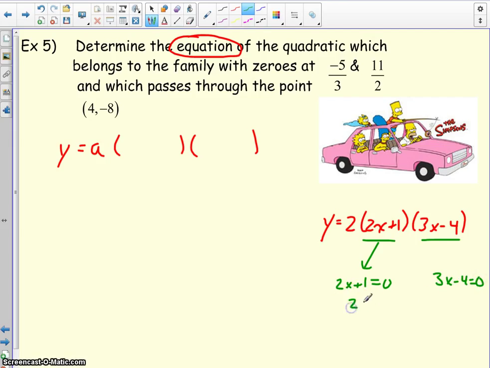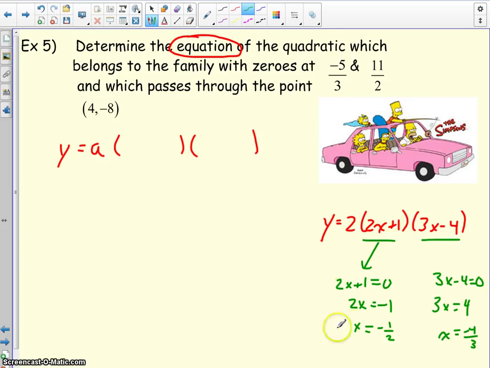So if you went from this, you'd have 2x equals negative 1 and x equals negative 1 over 2. Here you'd get 3x equals 4 and x equals 4 over 3. So you'll see that our x-intercepts were fractions here, just like we have up here in our question, but our original factors had no fractions on them. We had coefficients of the x instead. So it is possible to create factors that have no fractions in them. It's just a matter of how we create them.